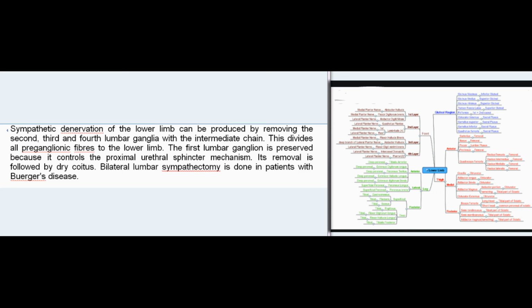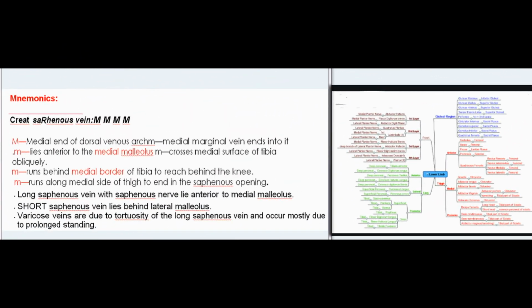Mnemonics: Great saphenous vein MMMMM. M. Medial end of dorsal venous arch. Medial marginal vein ends into it. M. Lies anterior to the medial malleolus. M. Crosses medial surface of tibia obliquely. M. Runs behind medial border of tibia to reach behind the knee. M. Runs along medial side of thigh to end in the saphenous opening.